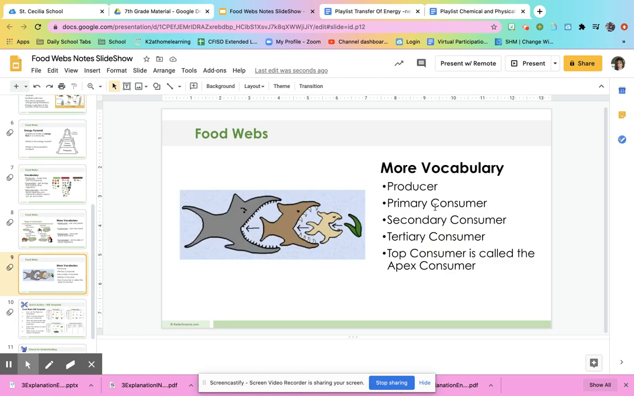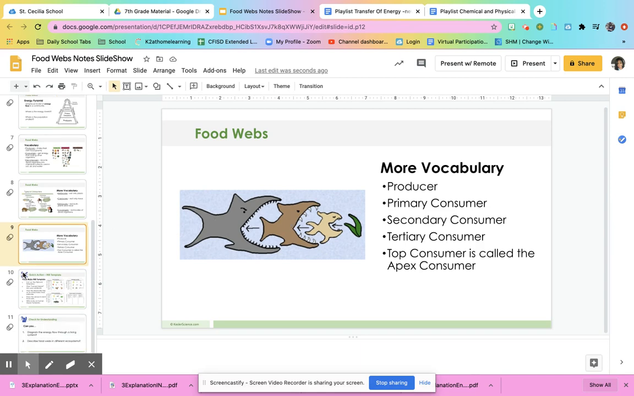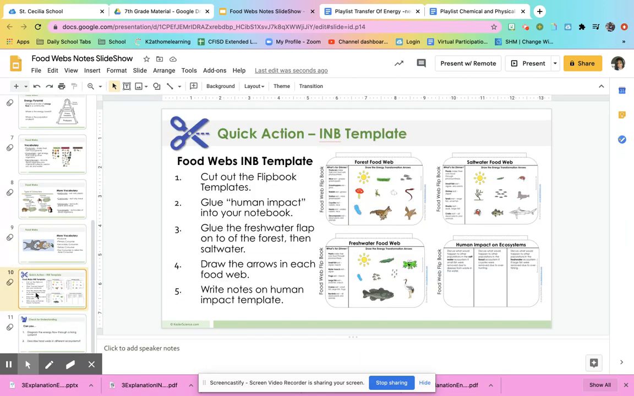All right, next, here's some more vocabulary. You have producer, you have a primary consumer, secondary consumer, tertiary consumer, top consumer, which is also called an apex consumer. And so those are illustrated here. You have your producer, primary, secondary, tertiary, and then you have a top or apex one. You'll do this in another activity, so you really don't have to worry about this too much.